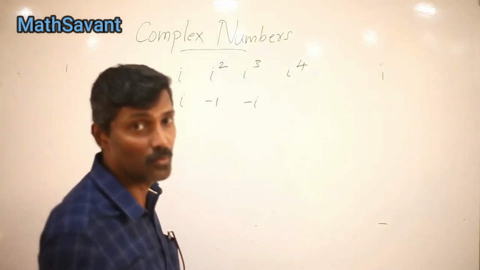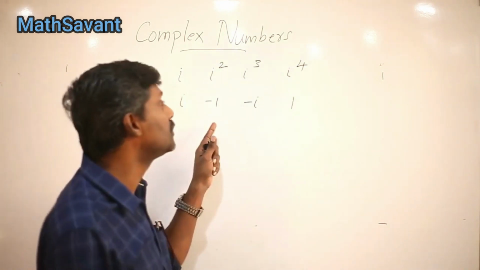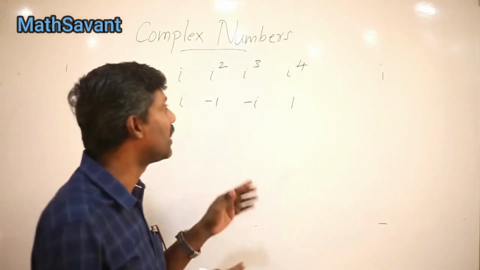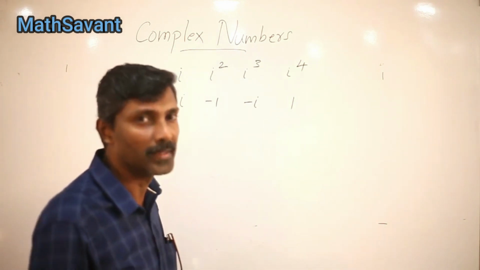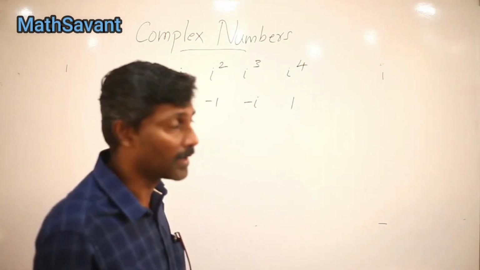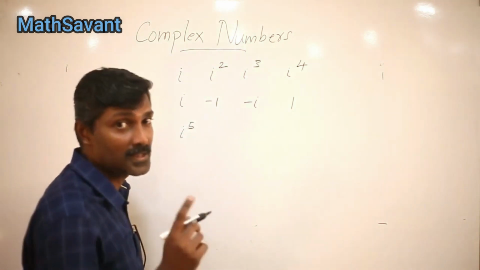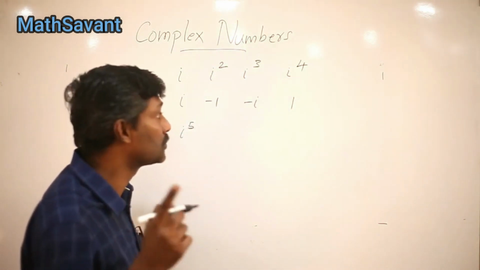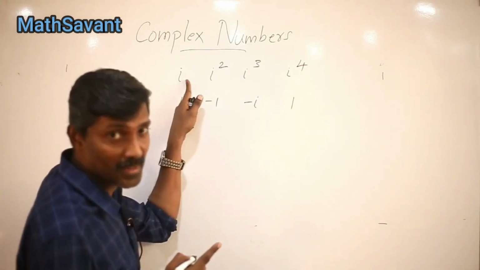And what is i raised to 4? It is 1. Now, if you want to find out the higher values of i after this, the next 4 powers of i, it is very simple. The same values will be repeated. That means i raised to 5 is i raised to 4 into i, and we know that i raised to 4 is 1. So 1 into i will give you i itself.